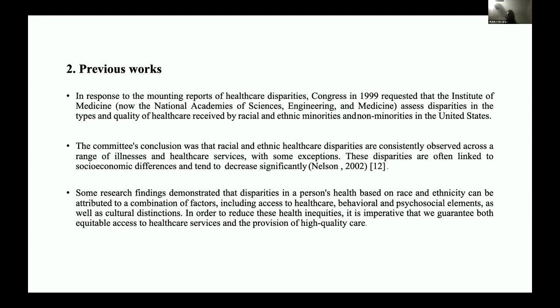In response to some of the reports we have on healthcare disparity, we look at the Congress in 1999, which requested that the Institute of Medicine, which is now known as the National Academies of Sciences, Engineering, and Medicine, assess disparity in the types and quality of healthcare received by racial and ethnic minorities and even non-minorities in the United States. This is to come up with the idea of the previous studies done on Black and Hispanic patients experiencing health status differences. These are the things they had to look into, and this came up in the Congress in 1999.